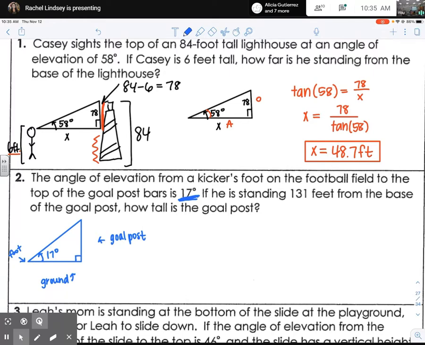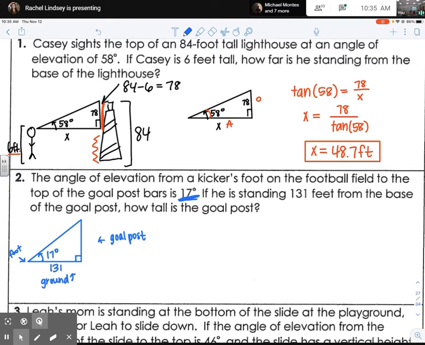And then if the kicker is standing 131 feet from the base of the goalpost, is that going to be the bottom or the side? The bottom. That's the goalpost. We're looking for the distance between the kicker and the goalpost. A lot of y'all messed that up on the worksheet yesterday. The base is always going to be the bottom. So that would be 131.